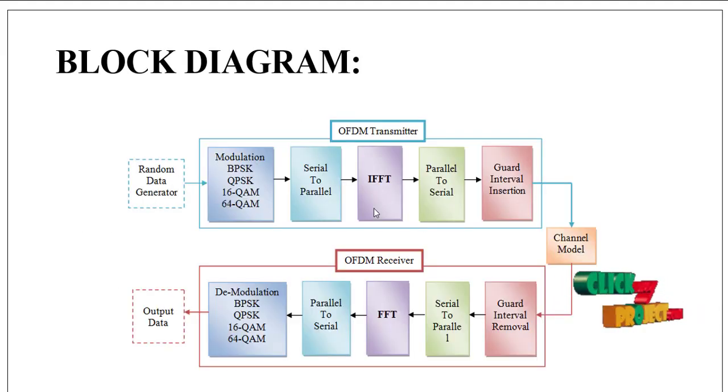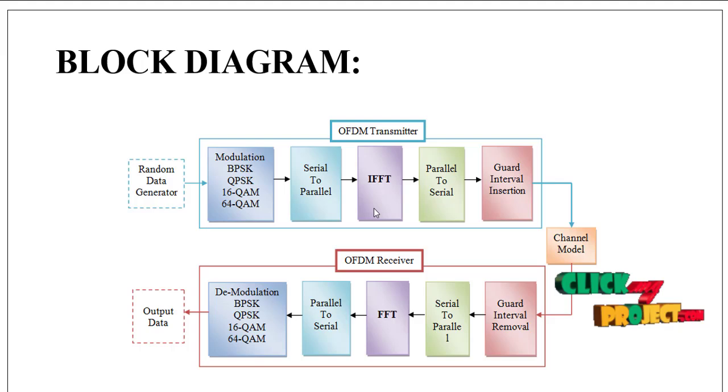This is our block diagram. The first block is the random data generator. From the random data generator, we move on to the modulation. On the transmitter side, we do the modulation with BPSK, QPSK, 16 QAM and 64 QAM. In this process, we use BPSK, that is phase shift keying, and then the serial to parallel converter. We get the serial data from the modulation process and we have to convert the serial data to parallel data.